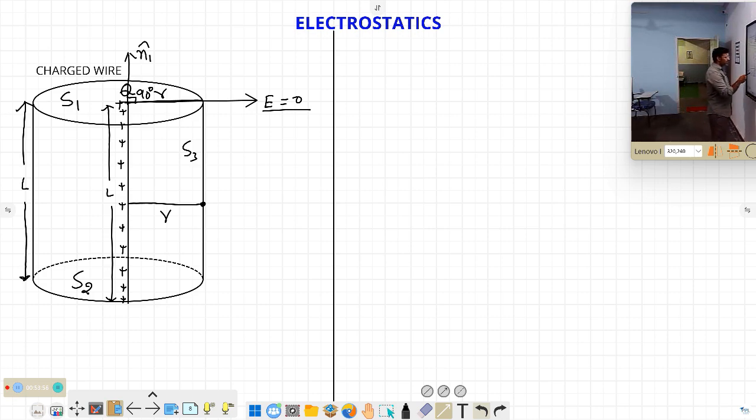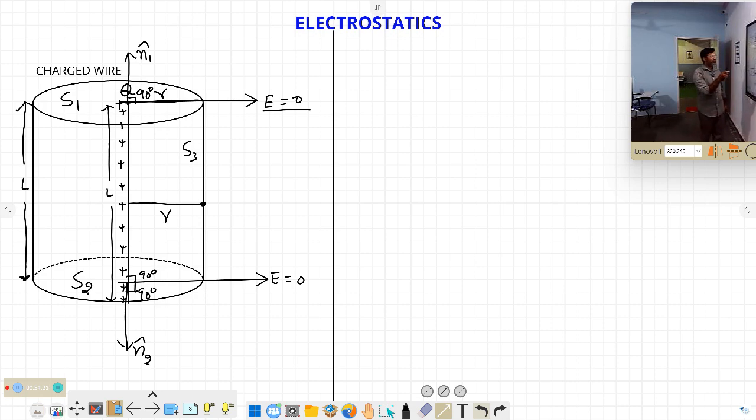Similarly, in the case of S2, how do the electric lines pass? In the case of S2 also, electric lines pass like this, and both are perpendicular to each other, that is 90 degrees. The normal vector I can take as N2 cap, and these two are 90 degrees separated. So the electric flux in this case also is 0.